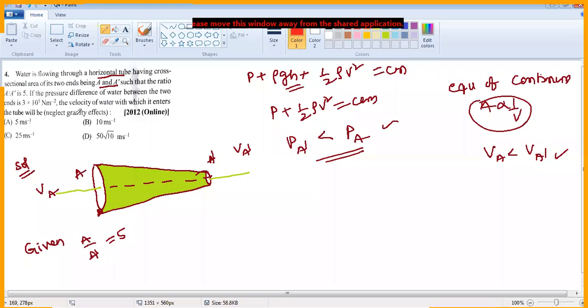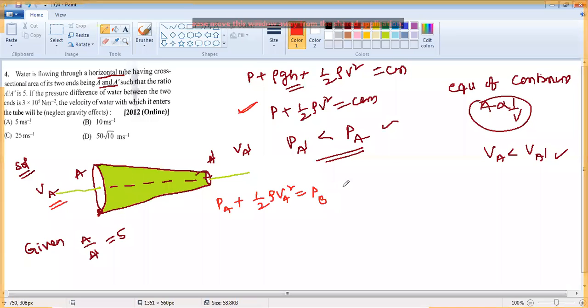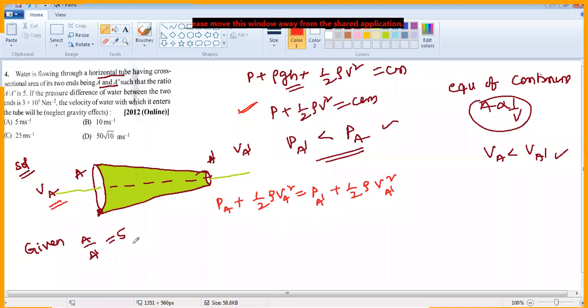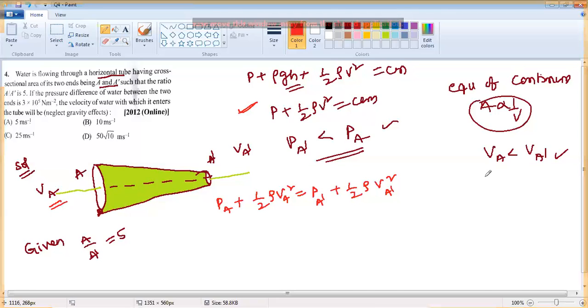Now the question is the velocity of the water which enters the tube. He was asking this question. So I take this equation: pressure at A plus half rho VA square is equal to pressure at A dash plus half rho VA dash square. Am I clear? Do you understand the point now? We want a relation for VA, so we want to replace VA dash. According to the equation of continuity, A by A dash equals velocity at A dash by velocity at A.